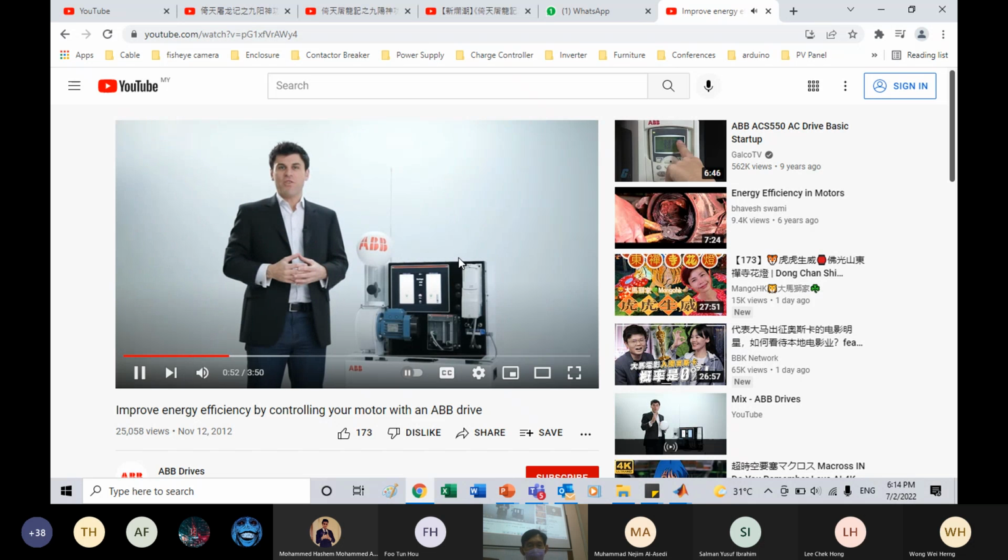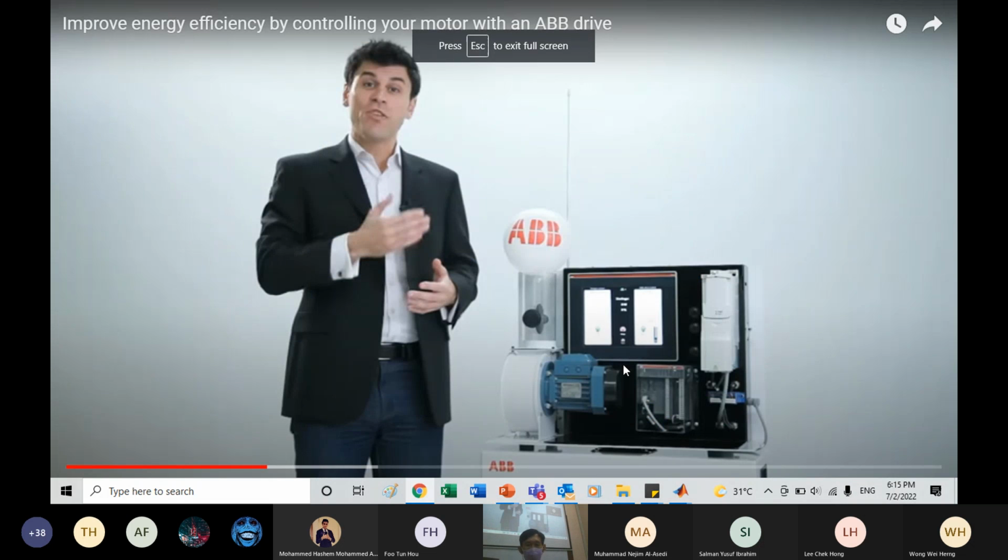Here we have a fan-based machine. This one is a very important application. Okay, this ABB demo is the one that I like most. It compared two different drives, one without VSD and one with the VSD. How can you make it efficient?